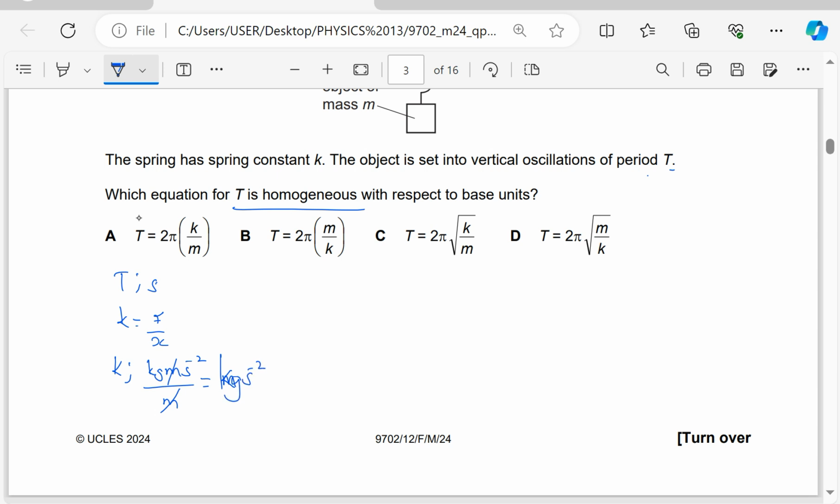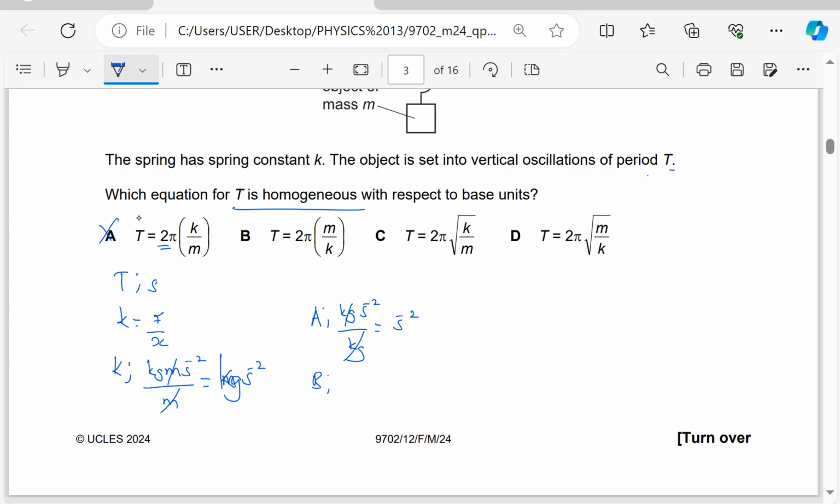So T is... A is telling us it is, of course, 2 pi has no unit, so I'll just say A is saying kilogram per second squared divided by kilogram. So kilogram cancels. So A is giving us per second squared, which makes A wrong because on the left-hand side, T is in seconds.